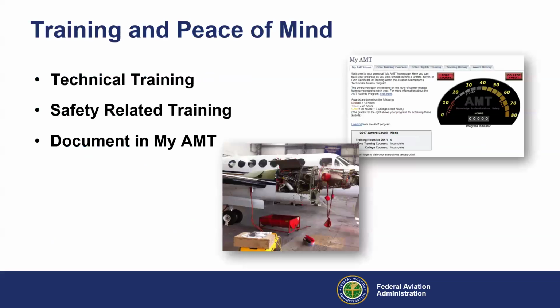Also, training and peace of mind. Get your technical training, and you can document it under My AMT at our FAAsafety.gov website. And if you get 12 hours of training during the year, you can claim your bronze certificate, and you can print it out in January, and it's good to have.